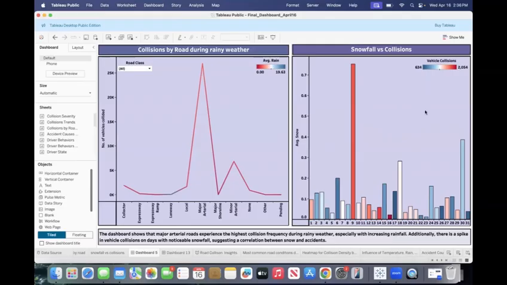The second chart is the snowfall versus collisions. This is a vertical bar chart. Each bar represents a day of the month, 1 to 31, on the x-axis, while the y-axis on the left side indicates average snow, and the bar color here shows the vehicle collisions from light blue to deep red for the higher collisions.